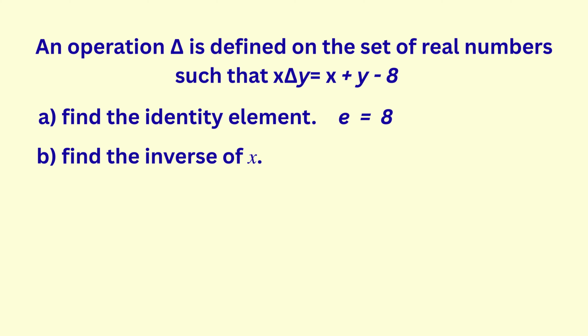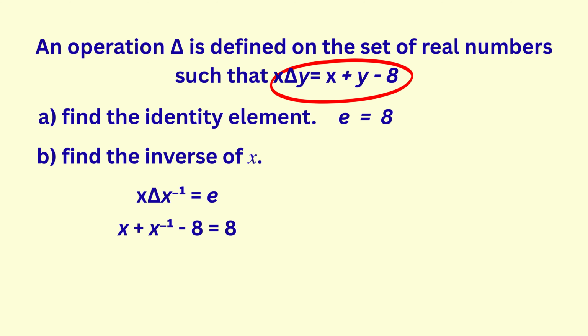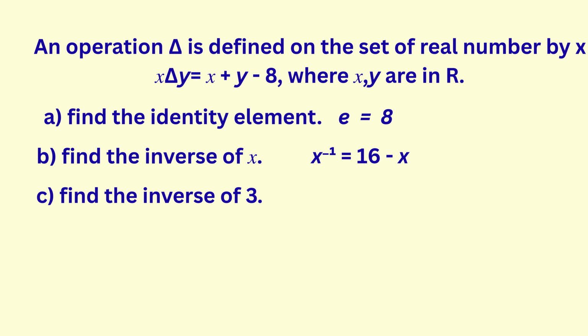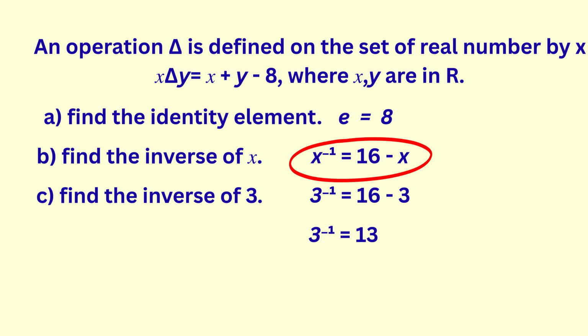To find the inverse of an element x, we use the fact that an element x operating on its inverse will result in the identity e. So in the binary equation, we replace y with x inverse to get this equation. Now group everything on the right-hand side except for x inverse. So the inverse of x is 16 minus x. To find the inverse of 3, we simply replace x with 3 in the inverse of x formula that we derived in part B. So the inverse of 3 is 16 minus 3, which is 13.